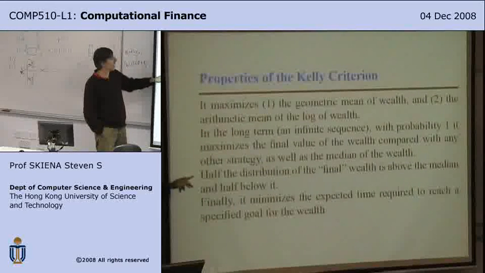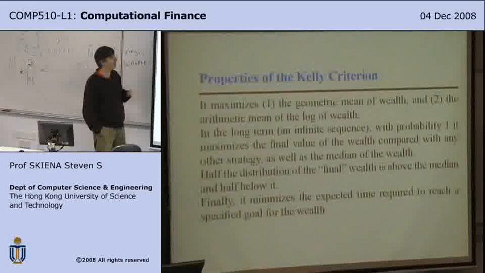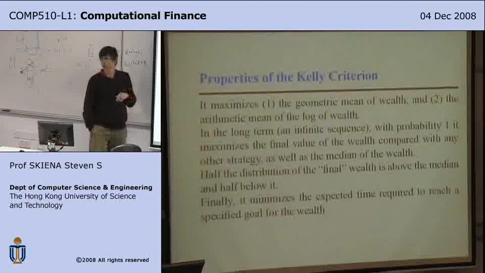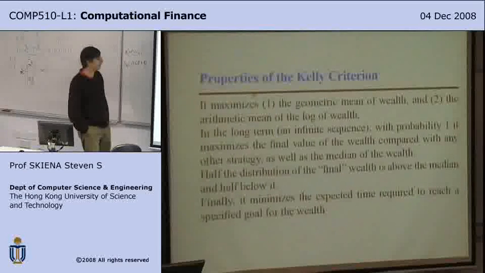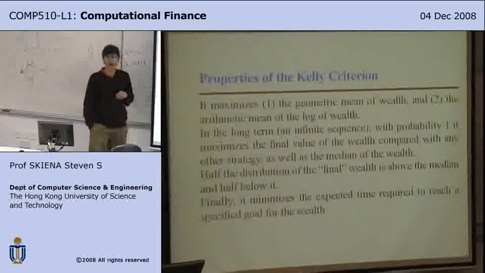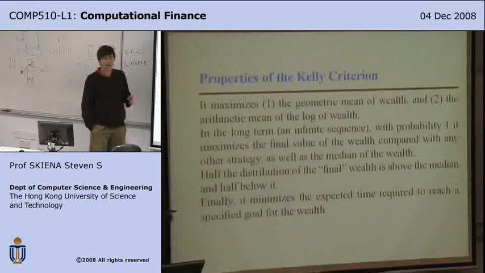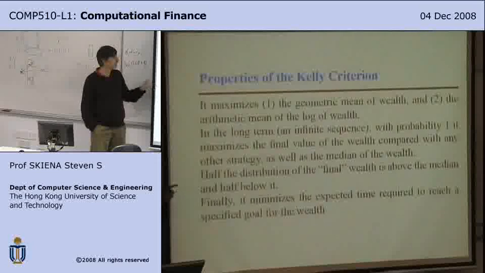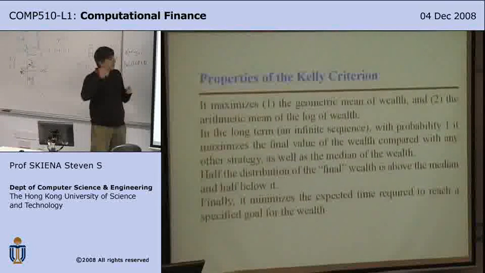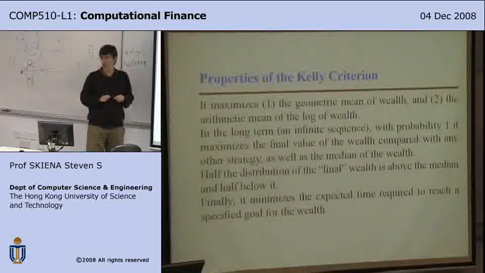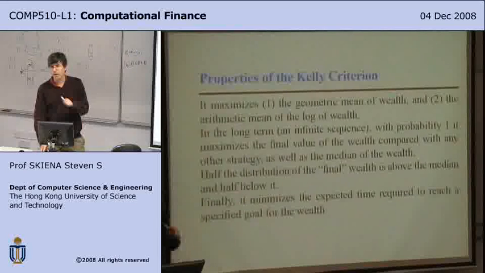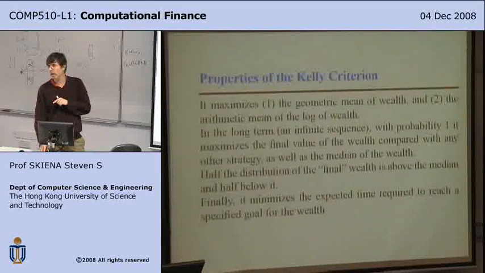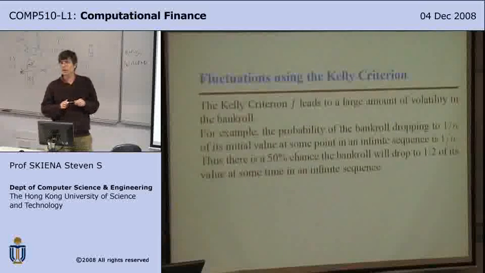It also has a neat property that half the final wealth is above the median, and half of it is below it. So that's kind of interesting. And finally, it also minimizes the expected time. Let's say you will be satisfied when you have $1 million. If you employ this strategy, the Kelly criterion will minimize the expected time required to reach that wealth. Any questions? So this is, by these definitions, a very good criterion for money management, and it is employed by hedge funds in certain circumstances.